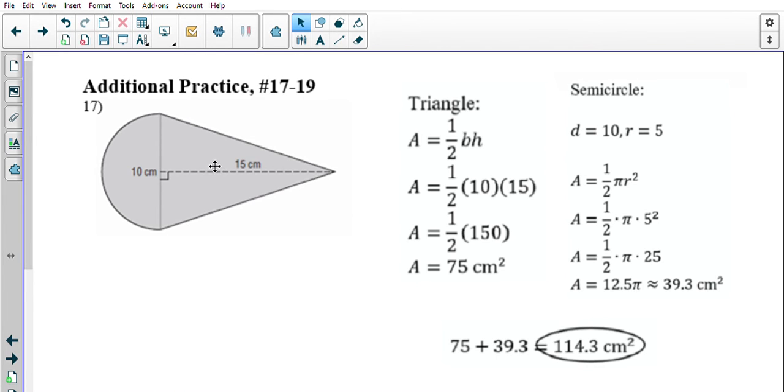Base and height are 10 and 15. Total area for the triangle should be 75. And then we've got the semicircle with a radius of 5. Half times pi times 5 squared should get you about 39.3 centimeters squared for that half circle or semicircle. Add those answers together to get about 114.3 centimeters squared. Feel free to pause the video at any point so that you can check your answer, check your work, or correct anything.